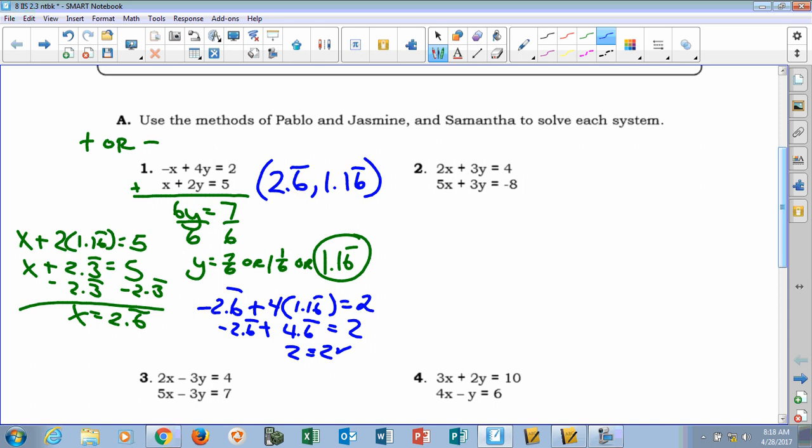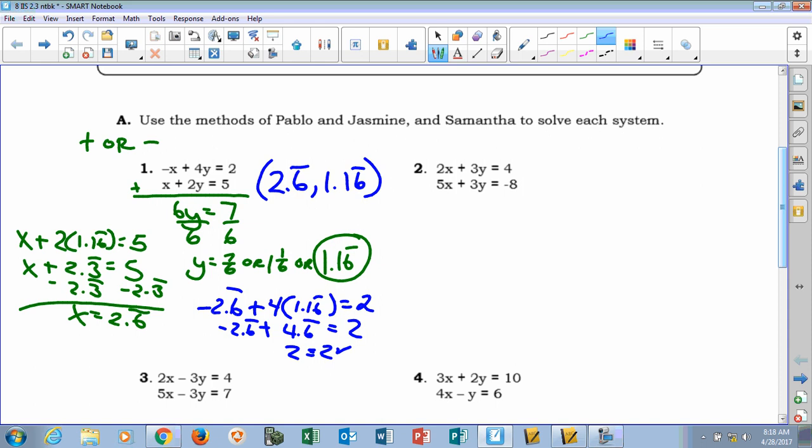How many people kind of like this method already better than the other one? Lots of hands, okay? All right, let's take a look at number 2. Where do we have a like number? The y's, right? Now, what do you notice about the y's? That's different than number 1. Number 1, the like number was the x's, right? But what was different about the x's? Signs, right? Positive, negative.